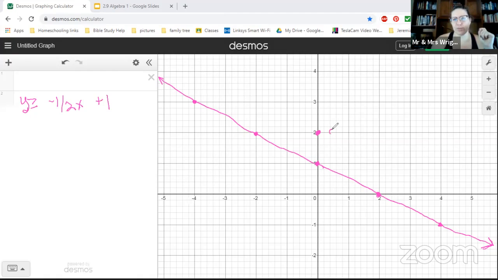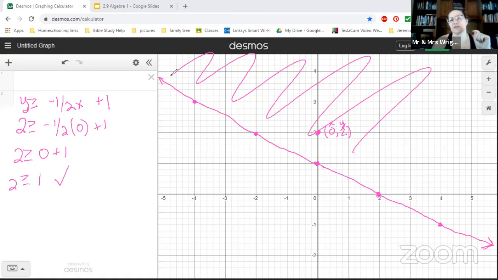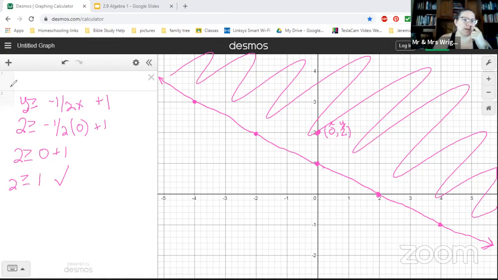This point is point 0, positive 2. X is my 0, y is 2. So I'm going to plug this in. 2 is greater than or equal to negative 1/2 times 0 plus 1. 2 is greater than or equal to 0 plus 1. 2 is greater than or equal to 1. Is that a true statement? 2 is not equal to 1, but it is greater than 1. And so this is the side that I would have shaded.